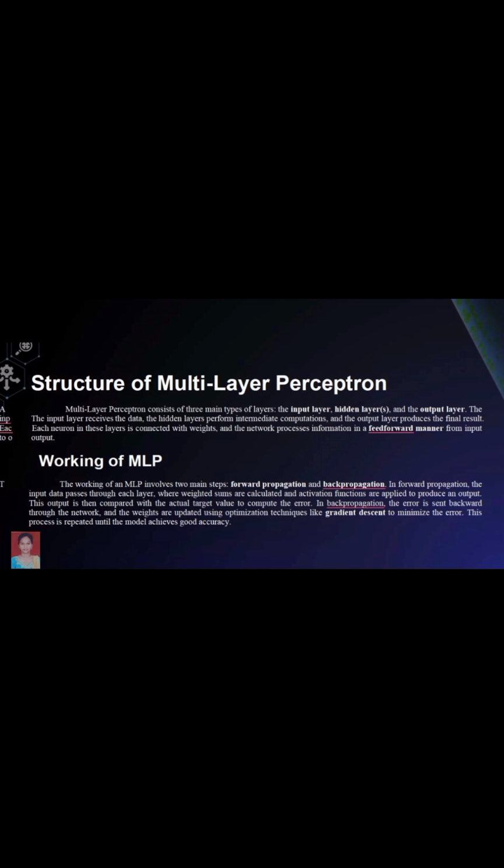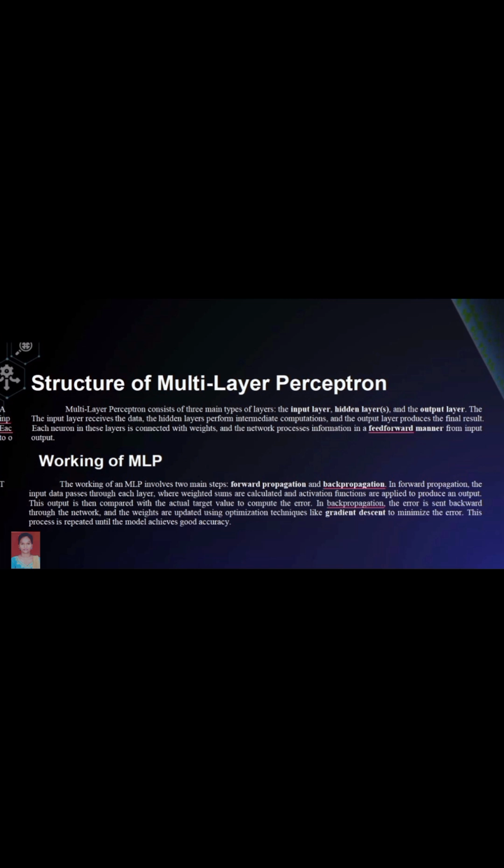Structure of multi-layer perceptron. A multi-layer perceptron consists of three main types of layers: the input layer, hidden layer, and the output layer. The input layer is the first layer of the network, and its main function is to receive the input data in the form of features. Each neuron in the input layer represents one feature of the dataset, and it simply passes the data to the next layer without performing any computation.